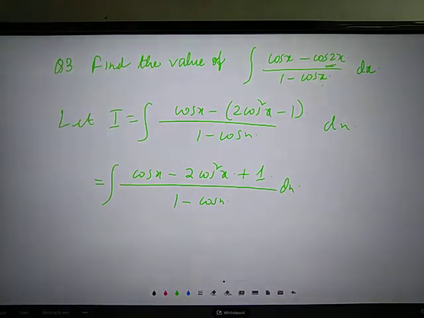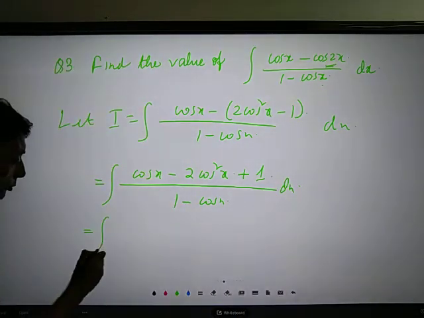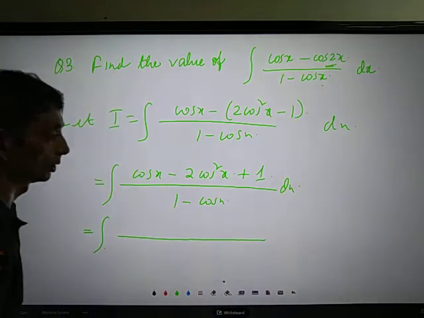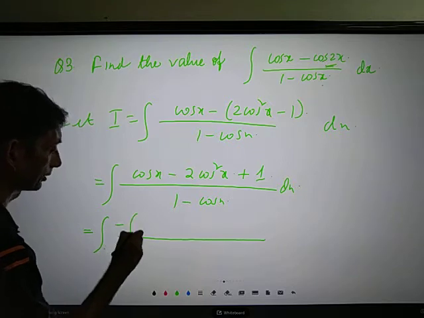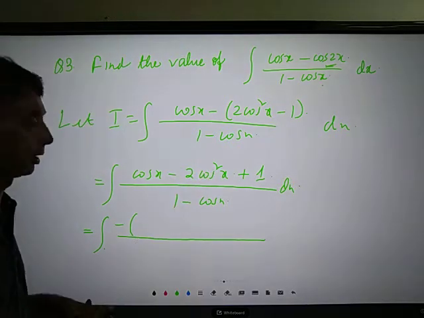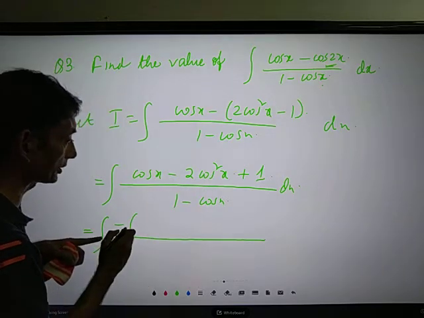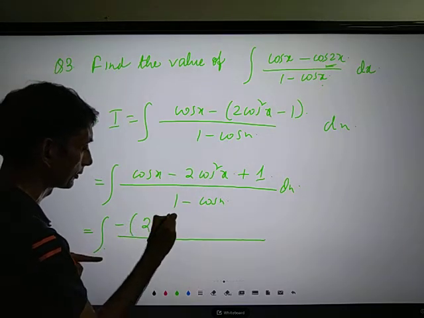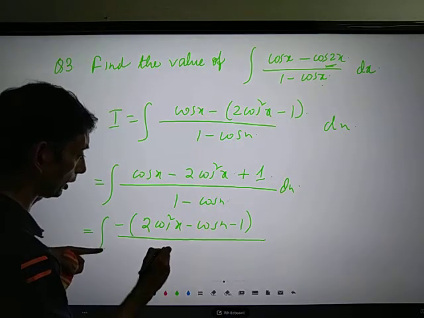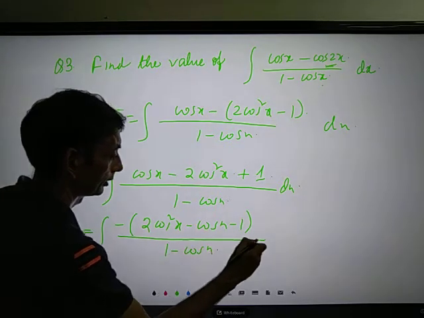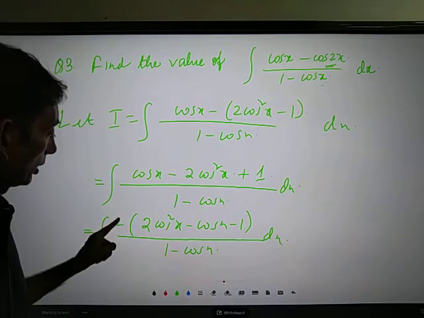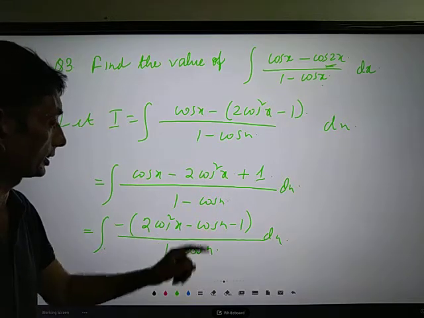So what's the next step? You can simplify this. I'll take a minus sign common and arrange the function in order. If you take minus common, it will be 2 cos square x minus cos x minus 1 over 1 minus cos x dx.